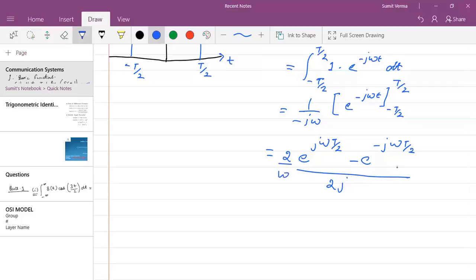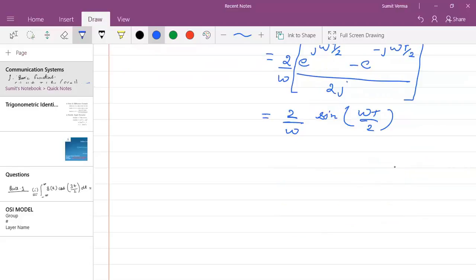It becomes like this. So if you see this part, now this part is what we saw as the sine function. So e to the power j omega t by 2 minus e to the power minus j omega t by 2 is nothing but sine omega t by 2. Okay, so now this becomes 2 by omega sine omega t by 2.